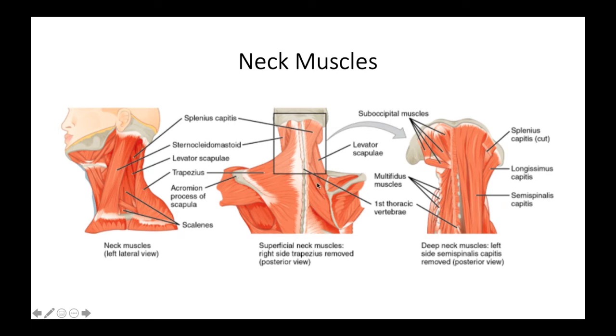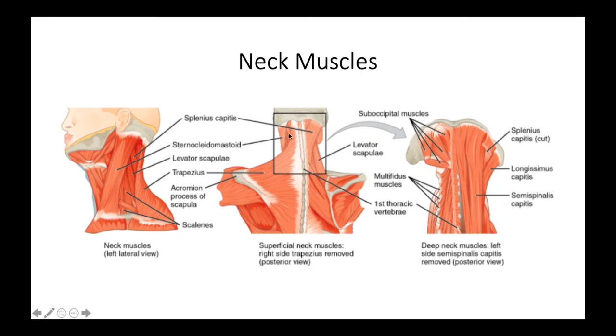Minors are above majors. Here's rhomboid minor going from C7, T1 spinous process to the vertebral border or medial border of the scapula. And here's the rhomboid major going from T2, T3, T4, T5 spinous processes to the medial border of the scapula, once again.